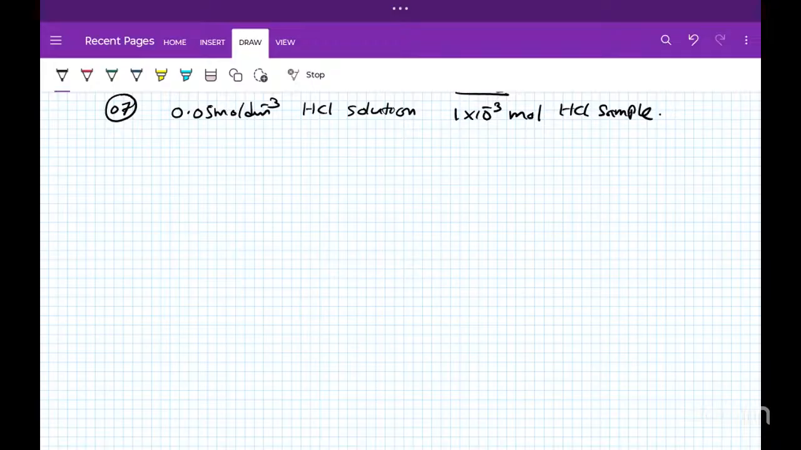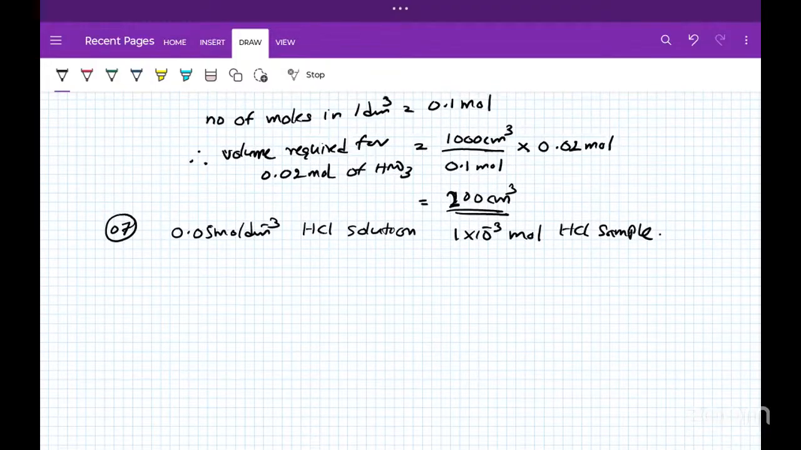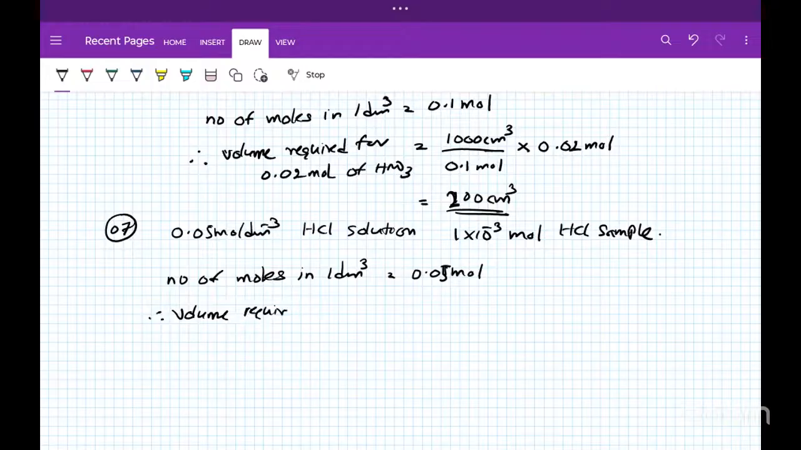You have to give the answers in decimal places. So we can follow the same thing, right? Number of moles in 1 cubic decimeter, that is 0.05 moles. Therefore, volume required for 1 into 10 to the power minus 3 moles of HCl.